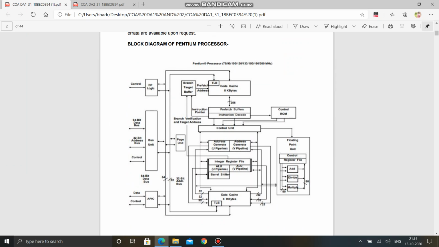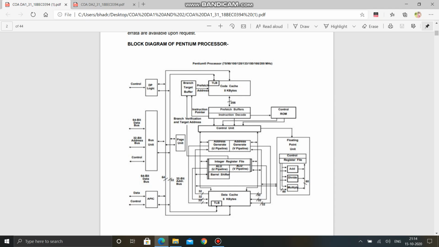Instructions are fetched from the code cache or from the external bus. Branch addresses are remembered by the branch target buffer. The code cache TLB translates linear addresses to physical addresses used by the code cache. Branch prediction is implemented in the Pentium processor. To support this, the Pentium processor implements two prefetch buffers, one to prefetch code in a linear fashion and one that prefetches code according to the BTB, so that needed code is almost always prefetched before it is needed for execution.